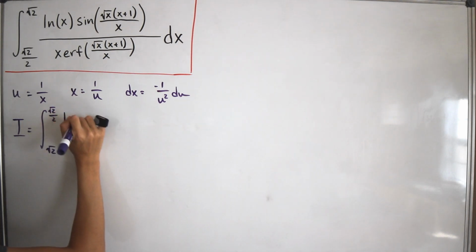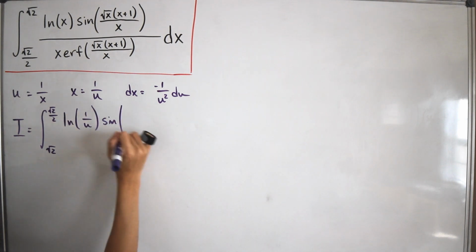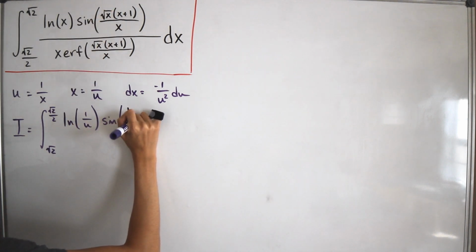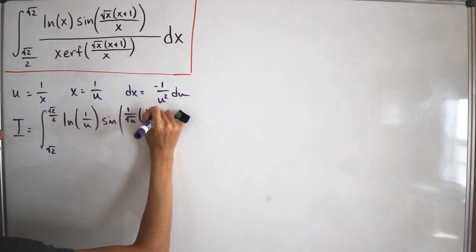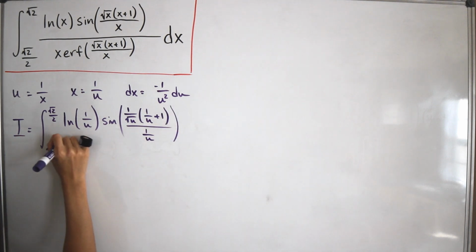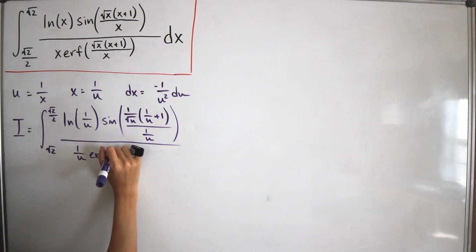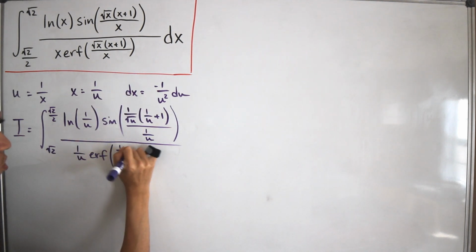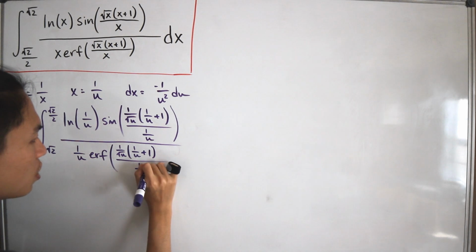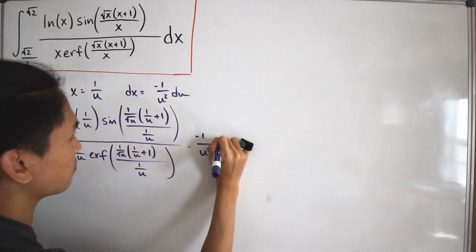So we substitute everything for x in terms of u. I have ln of 1 over u, then multiply with sine, then substitute the square root of x with the square root of 1 over u. So that's 1 divided by the square root of u, multiplied by 1 over u, add this with 1, and then divide this by 1 over u. Then on the denominator, I'll have a 1 over u, then multiply with the error function of that same input: 1 divided by the square root of u, multiplied by 1 divided by u plus 1, all this being divided by 1 over u. And then lastly, substitute our dx differential, which is multiplied by -1 divided by u squared, then multiplied by du.